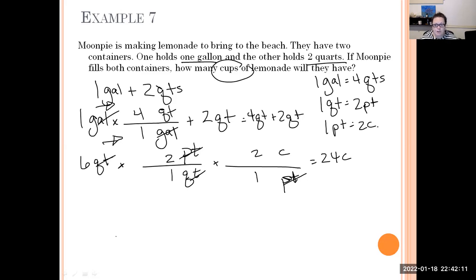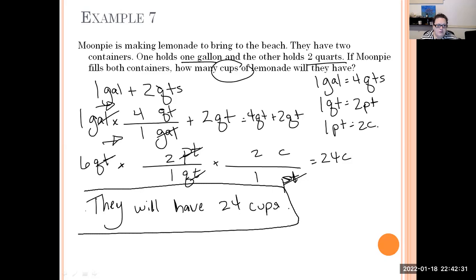So let's answer the question now. How many cups of lemonade will they have? They will have, I'm going to go simple here. They will have 24 cups. All right, period. It's a sentence. It answers the question. You could say Moon Pie will have 24 cups of lemonade. That's fine too. All right, moving on.